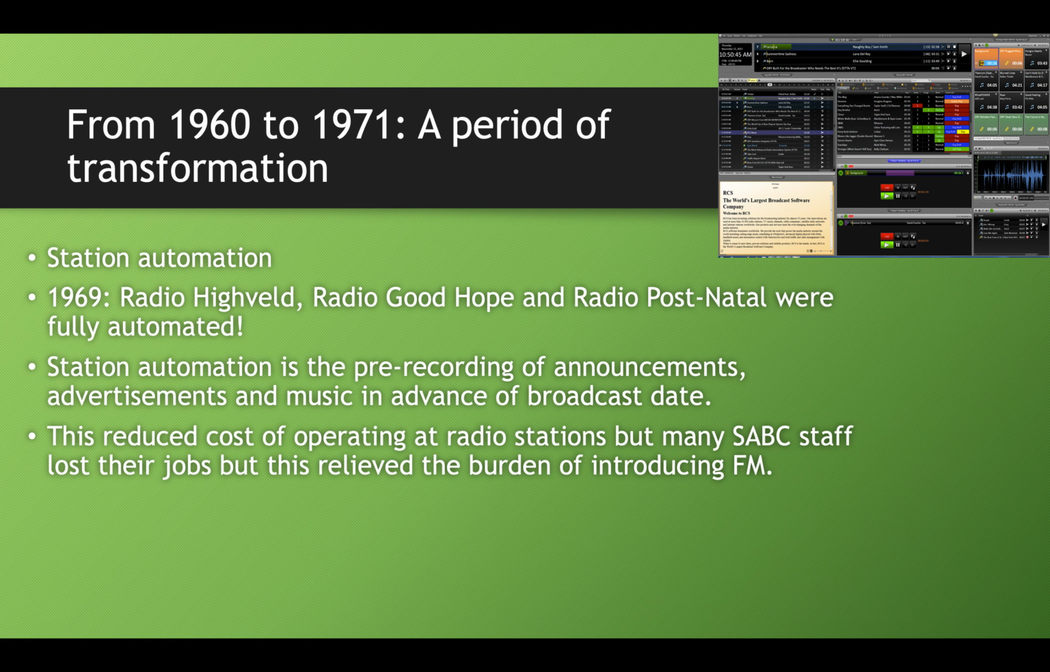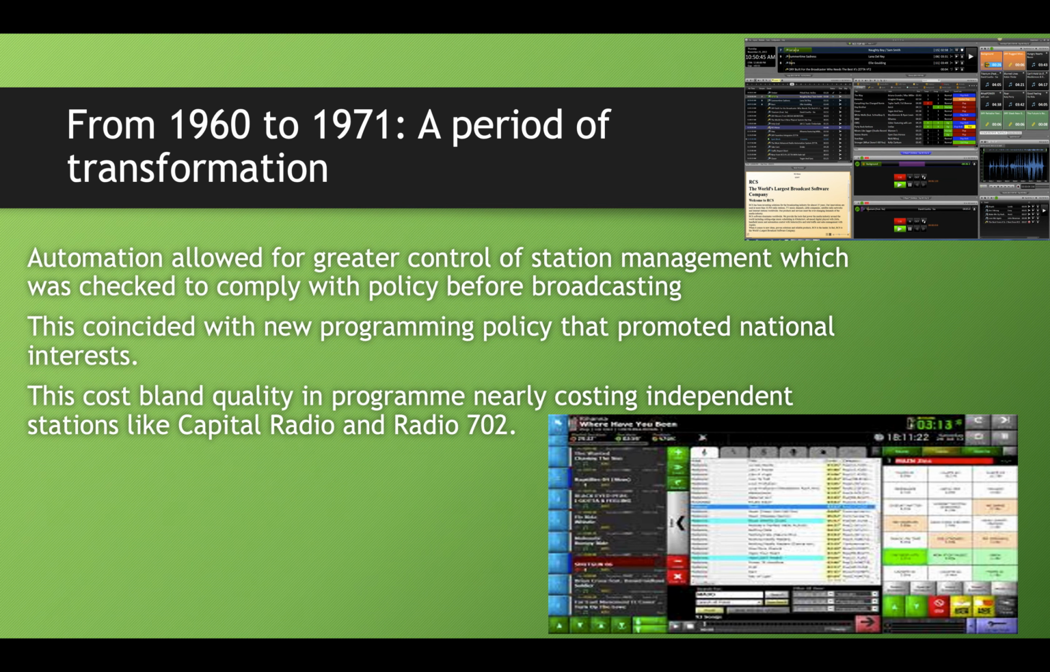The government did not like station automation because it interfered with the promotion of national interest to have a pre-selected order that they couldn't just jump in on. Because it's like, no, I already have my order for the day here. Automation allowed for greater control, station management, and coincided with the national interests. And this caused bland quality at other radio stations that couldn't compete with station automation.